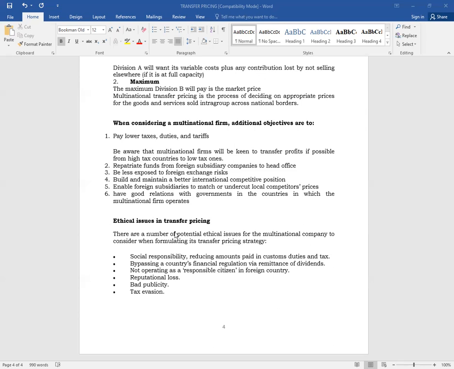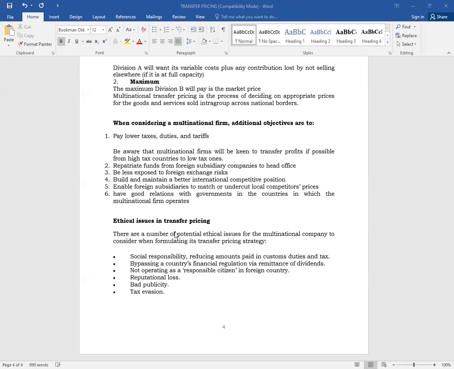Number two, bypassing a country's financial regulation via remittance of dividends is unethical. A country has said, hey, your monies from this particular country shall never reach you people. And then here you are circumventing that. You are bypassing that. So at the end of the day, that's unethical. When things catch up with you, you really have yourself to blame.